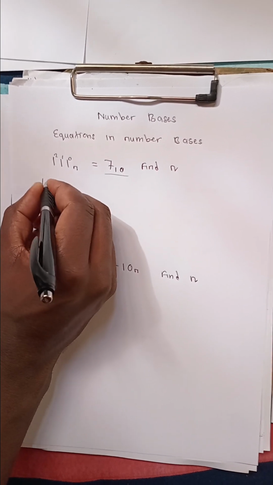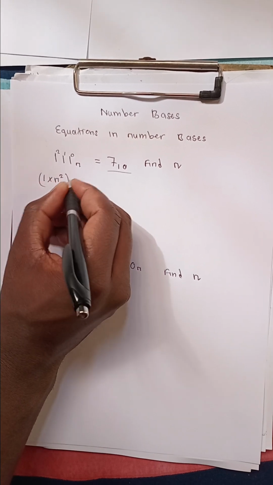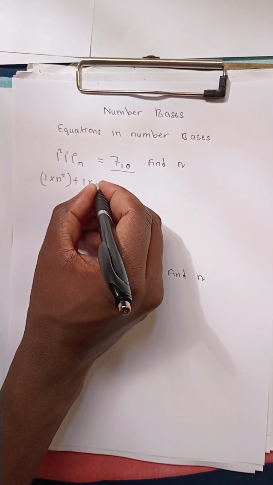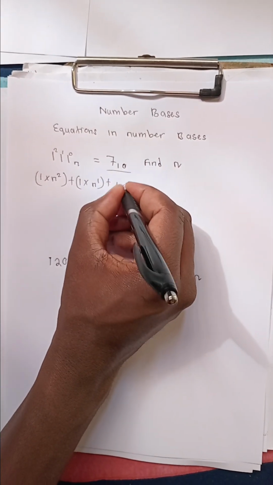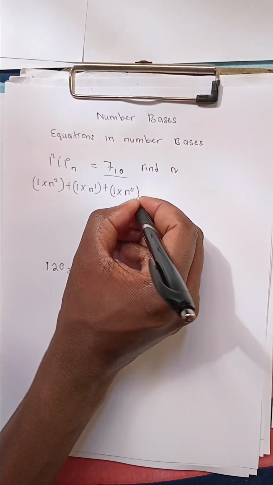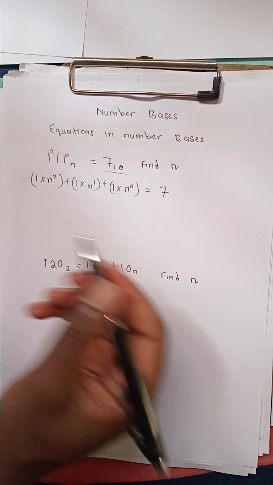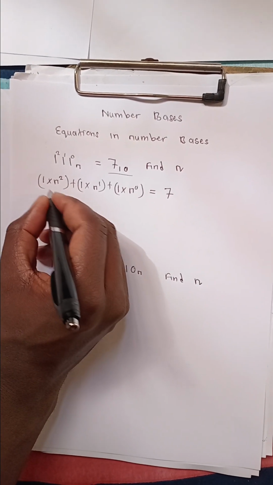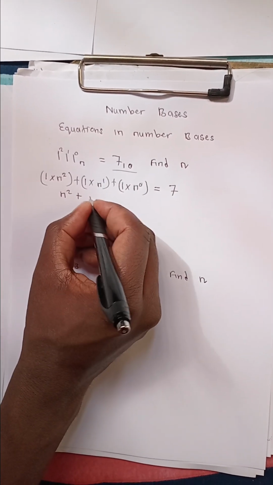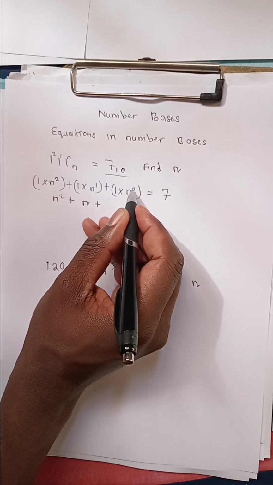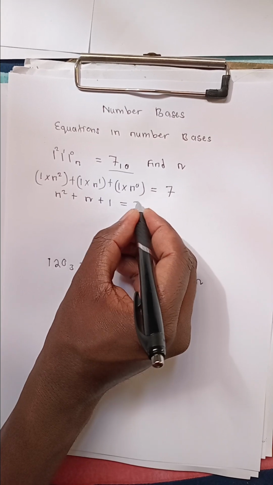We're going to say 1 multiplied by our base n raised to the power of 2, plus 1 times n to the power of 1, plus 1 times n raised to the power of 0 is equal to 7. 7 is in base 10, so we can write it like 7. So n to the power 1 times n to the power of 2, that's n squared, plus 1 times n, that's 1n or n, plus n to the power of 0, that's 1. 1 times 1, we get 1, is equal to 7.